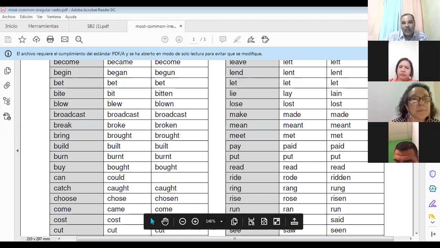Adding the particle not to the auxiliary. I haven't walked. You haven't walked. He, she hasn't walked. We haven't walked. You haven't walked. They haven't walked.